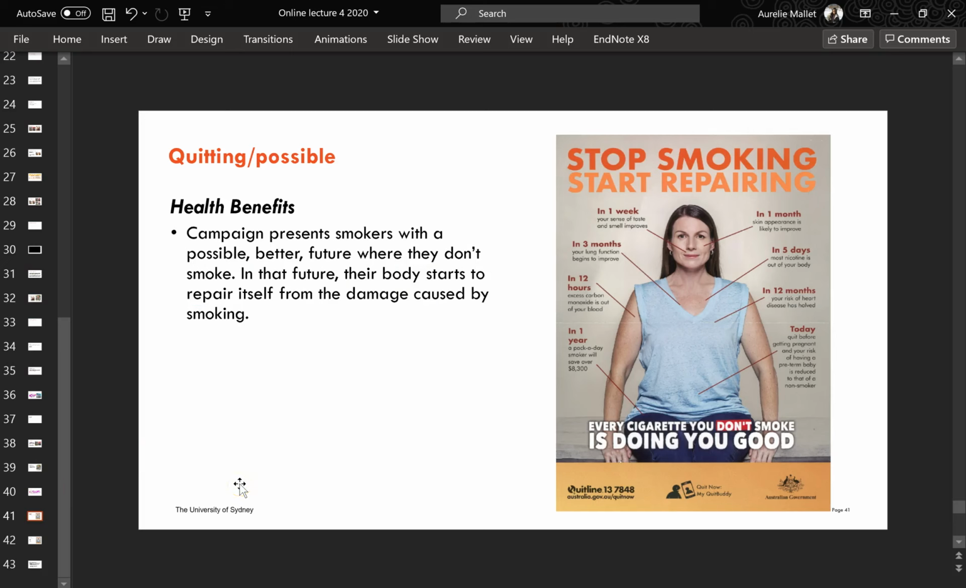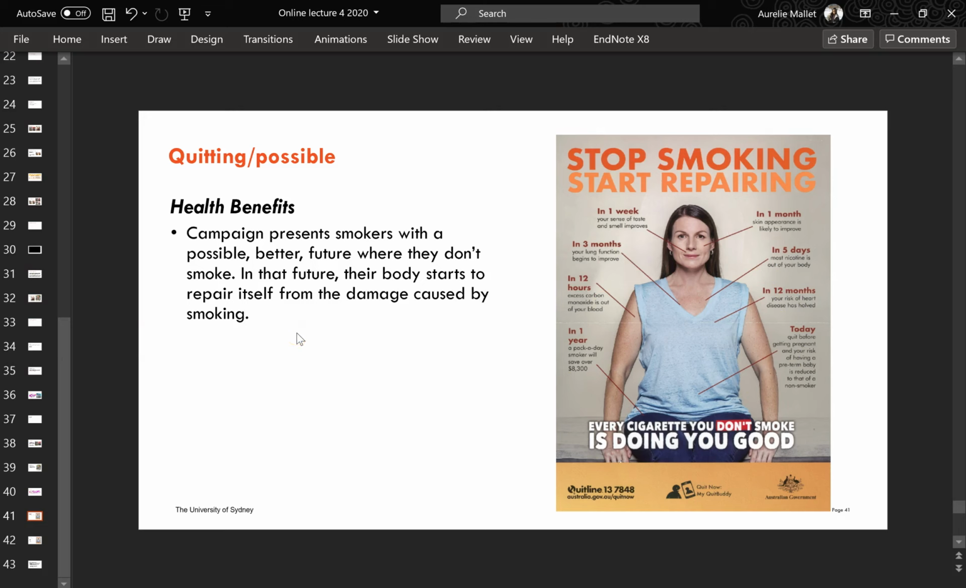What about an example of a campaign looking at quitting as a possible behavior? So we'll look at the health benefits campaign. This campaign had a series of posters like this, and it also had a series of radio ads. The posters and the radio ads were also translated in various languages to target specific communities, such as Chinese, Cantonese, Vietnamese, Arabic. So I've got the English version here.